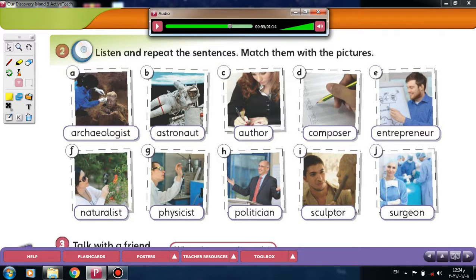Exactly. As you can see in the picture here, the archaeologist is somebody who studies ancient or old cultures. Okay, like Greek culture, any old or ancient culture. So who is the archaeologist? An archaeologist is somebody who studies old or ancient cultures.